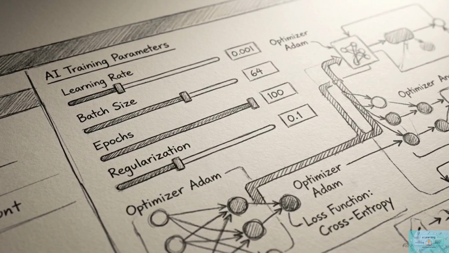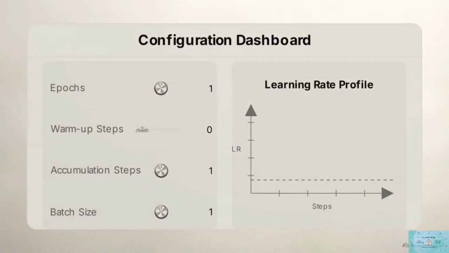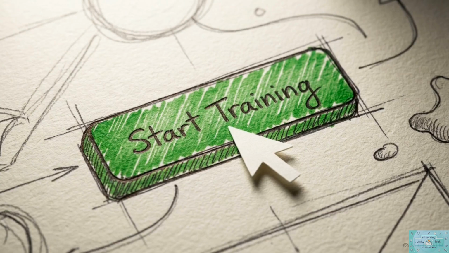Now we must adjust the training parameters. Using the default settings for a small dataset will often result in the model generating incoherent text or hallucinations. On the configuration dashboard, set epochs to 2 so the model analyzes data twice. Increase warm-up steps to 50 to help it stabilize. Set accumulation steps to 8 and batch size to 2. Finally, lower the learning rate to capture your brand voice accurately. Click Run to start the training.